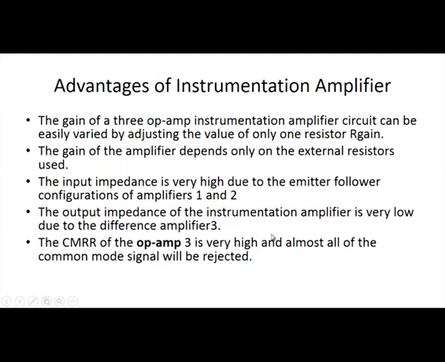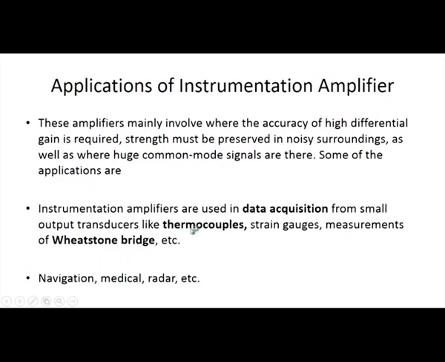The advantages of the instrumentation amplifier: the gain of the amplifier depends only on the external resistors, and since we are using emitter follower configurations, we have a high input impedance, and the output impedance of the instrumentation amplifier is very low due to the differential amplifier circuit at the last stage, and CMRR is very high because of the final differential amplifier. The applications of the instrumentation amplifier are: it is used in the data acquisition from small output transducers like thermocouples, strain gauges, measurements of Wheatstone bridge, and so on.